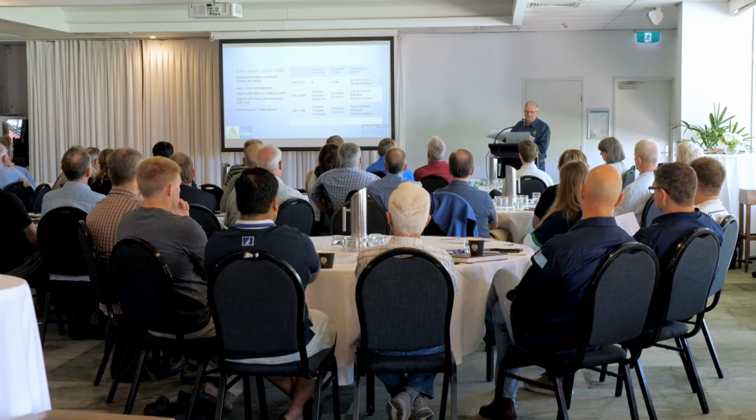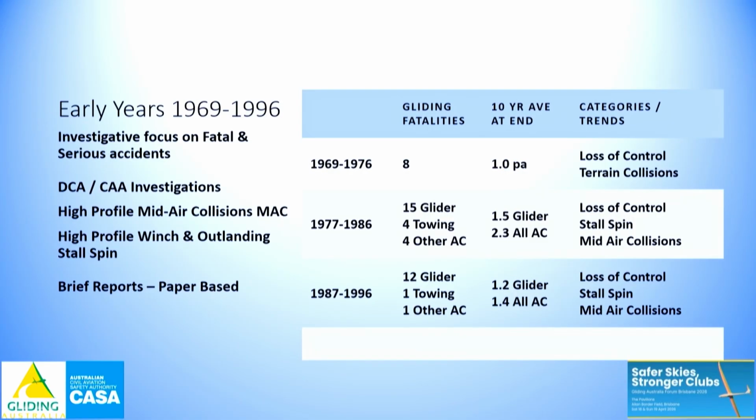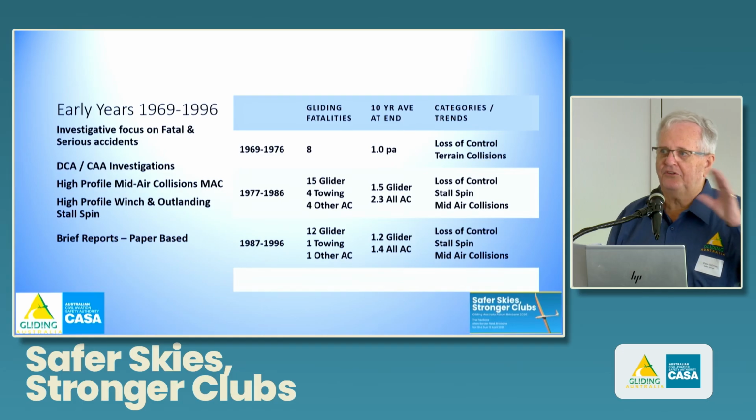Now, looking at the trends, the data, the early years from 69 to 96 were a bit rough from a safety point of view. I'd like you to note the changing trends in the fatal accident numbers and the 10-year average fatal accident rates at the end of those decades. It's just a single data point, the 10-year average at the end of that decade.